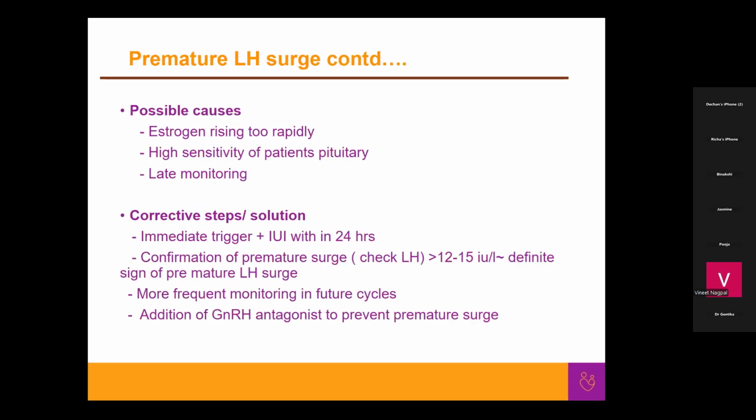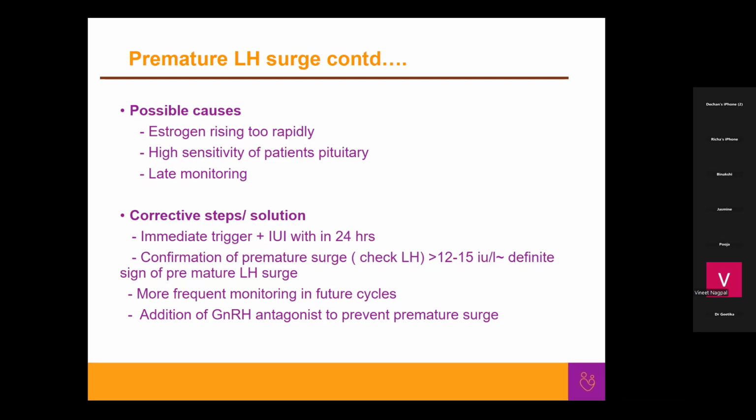The possible causes could be too early, too rapid a rise of estrogen levels, or high sensitivity of the patient's pituitary. Some thin, lean PCOS kind of patients have a very sensitive pituitary, so they are very prone to premature LH surge. Or if we start monitoring in a late phase, that could be one of the possibilities.